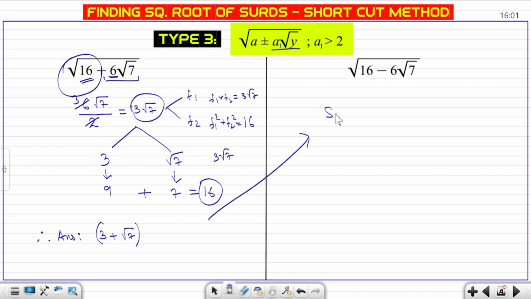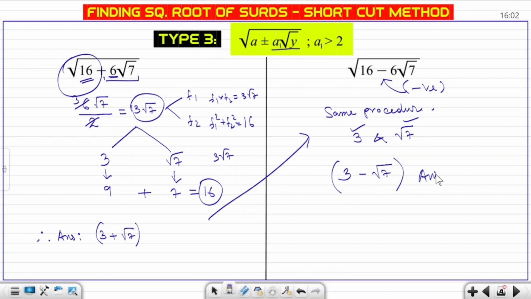Same procedure here. So we get 3 and root 7. Here it is negative, right? Since it is negative, find out which one is greater. 3 is greater, right? So simply minus the smaller one here. 3 minus root 7. This is the answer.